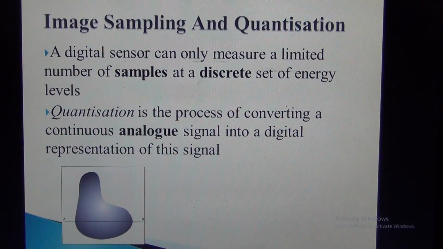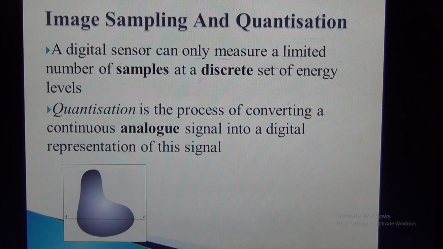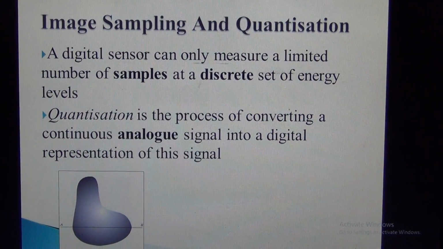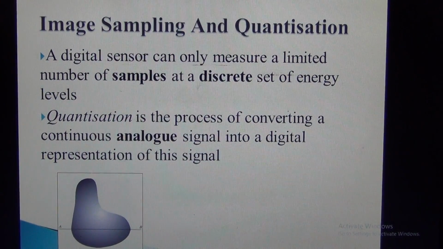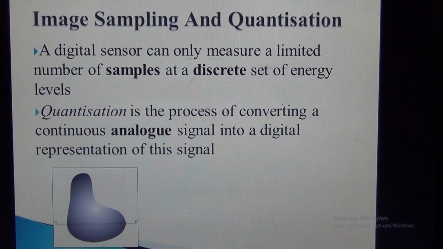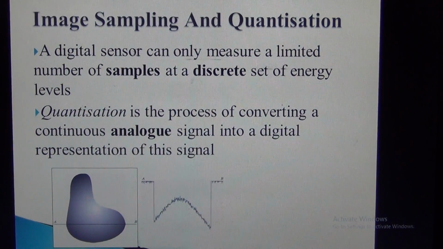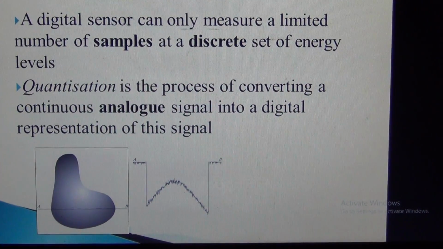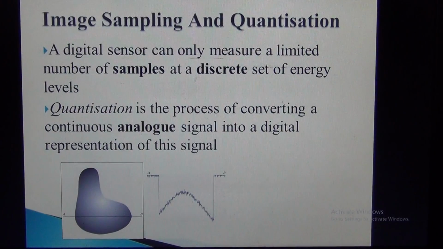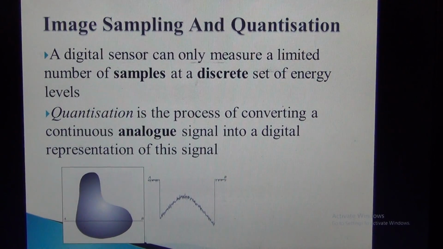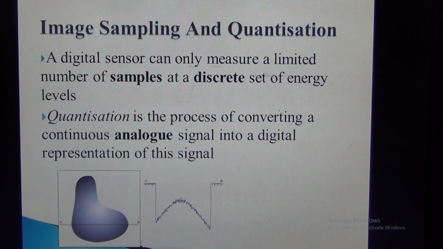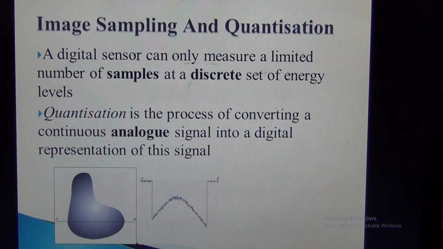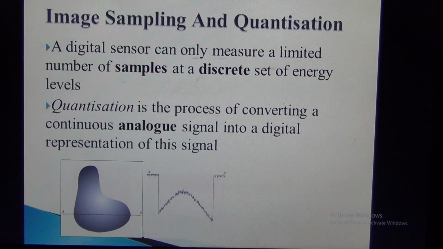So quantization is the process of converting a continuous analog signal into a digital representation of that signal. Quantization means the gray value, that is, the gray level or the intensity of a pixel at that particular point. Here in this plot, this is a 1D function, a plot of amplitude, that is the intensity level for a continuous image along the line segment AB as represented in the plot. The random variations shown in this plot are due to image noise.